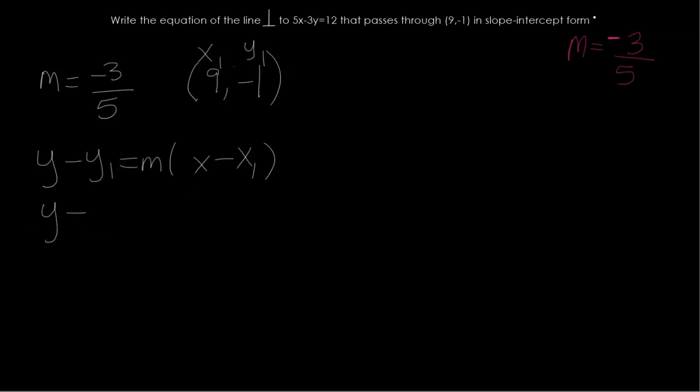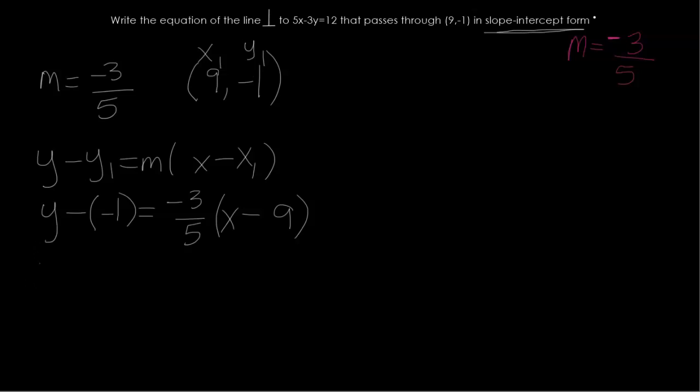y minus y1. What is y1? Negative 1 equals m. What is my slope? It needs to be negative 3/5 times (x minus, what is x1?) 9. Okay, so am I done? No, it asks for me to write this in slope-intercept form. This is not slope-intercept form. So let's turn it into slope-intercept form.